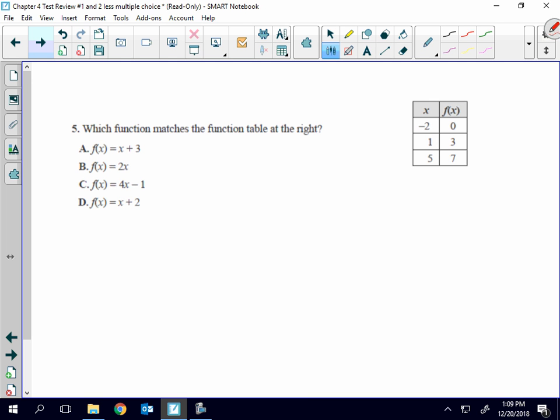Number 5, which function matches the function table at the right? So this one you have to actually find m and b from the table. M is the easy one. Still change in y over change in x from a table. Add 3, negative 2 to 1. You got to add 2 to get to 0 and 1 more to get to 1, so that's also adding 3. So it's 3 on the y side over 3 from the x side, and that equals 1. So our slope is 1.